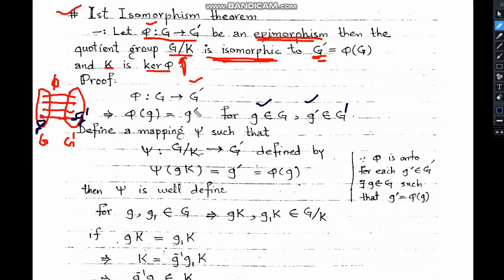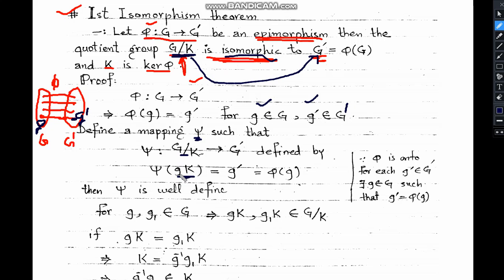Now we will define a mapping psi, because here we wish to show that G upon K is isomorphic to G dash. It means there is a mapping from G upon K to G dash, and this mapping is an isomorphism. So we are naming this new mapping psi. First we will define this psi. It means the elements of G upon K are being mapped onto G dash. We know that an element of the quotient group will be of the form of a right coset. So let us suppose this is Kg.